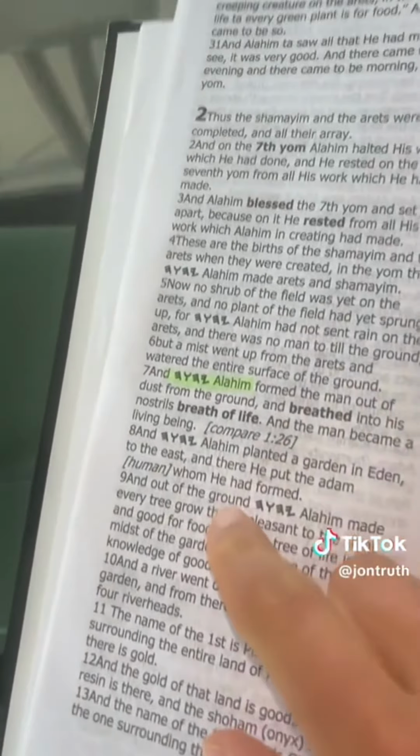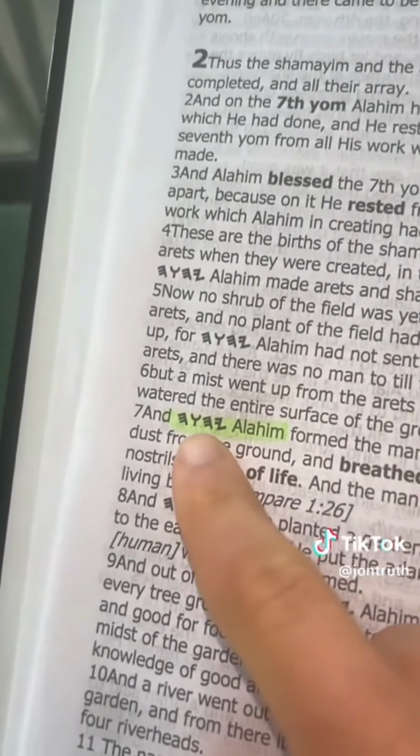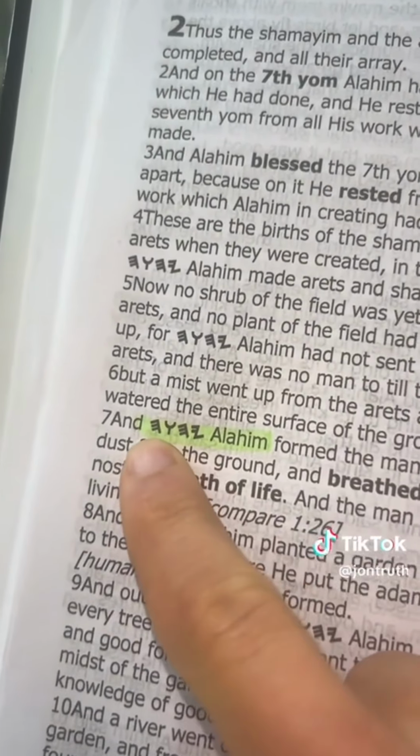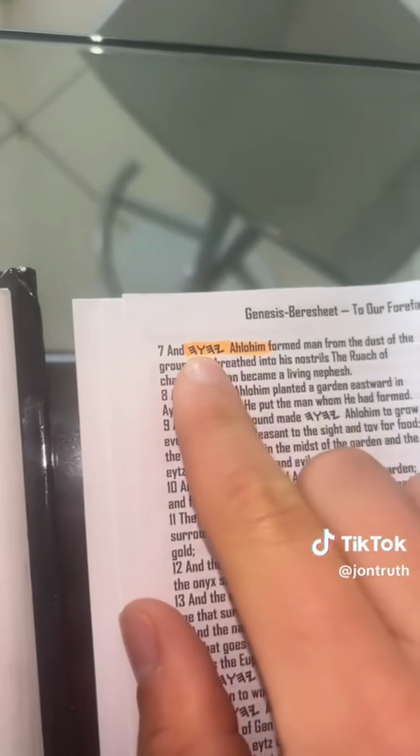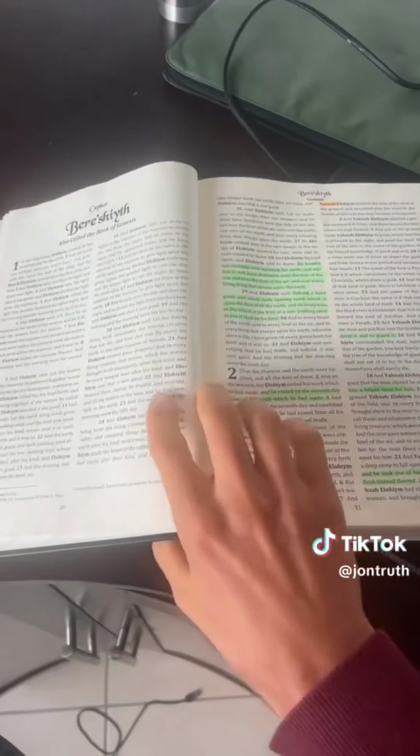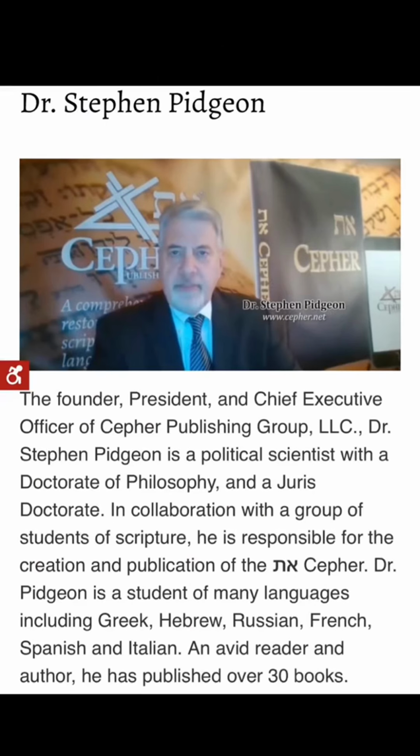And as you can see in Genesis 2:7, they wrote the Father's name in the ancient Paleo-Hebrew, Yahuah. But if I were to go to the Sefer, according to their own website, the Sefer Scriptures were written by Dr. Stephen Pidgeon, who is a political scientist with a doctorate in philosophy. I mean, in the words of Kevin Samuels, man, you can't make this stuff up.